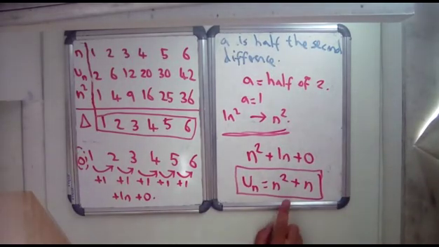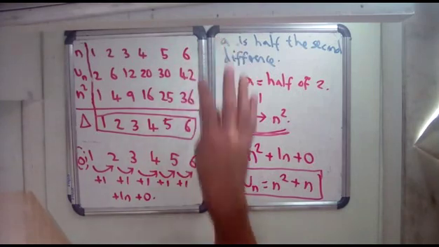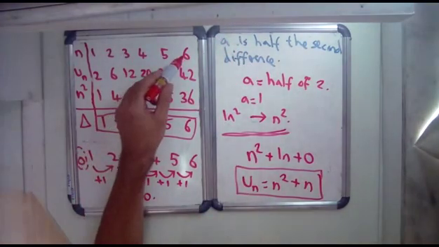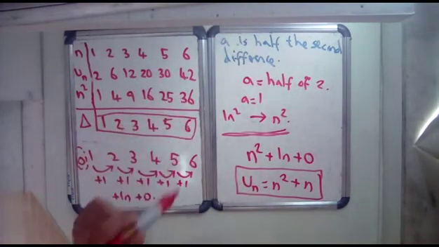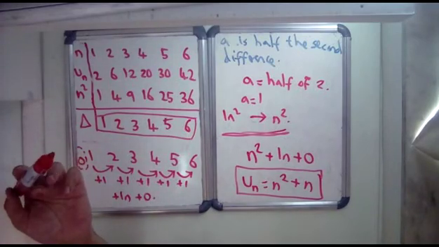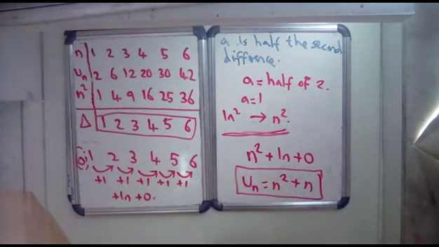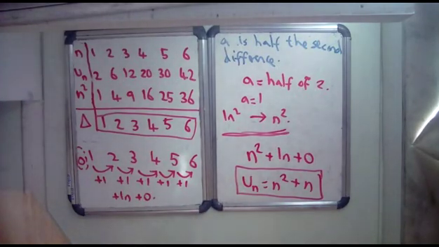Look, check: if n was 6, I know the answer needs to be 42. 6 squared is 36, 36 plus 6 gives you the next term. And then I could use this to do all sorts of things. I could ask you, what happens if n is 9? You'd say, well, it's 9 squared plus 9, 81 plus 9, 90, and so on.